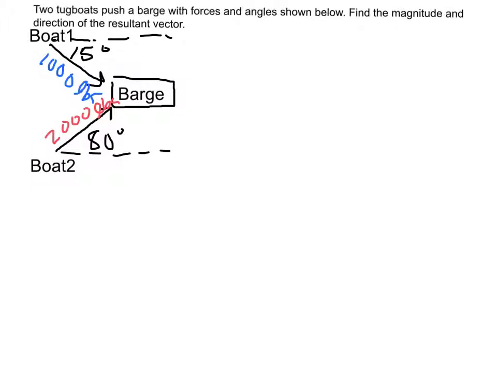So what we're going to do is look at it like we do our other vector problems. We're going to add these two vectors together, the x and y components, and find the resultant vector. So let's start with the blue vector, the 1,000-pound vector. We'll call that boat 1. And then we're going to add to that the boat 2 vector.